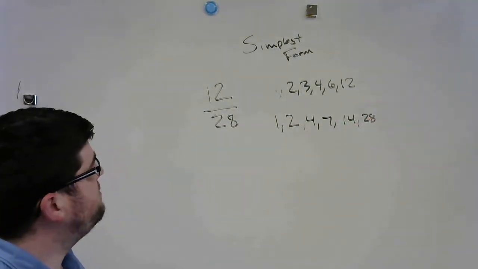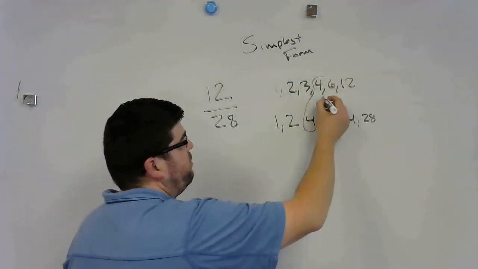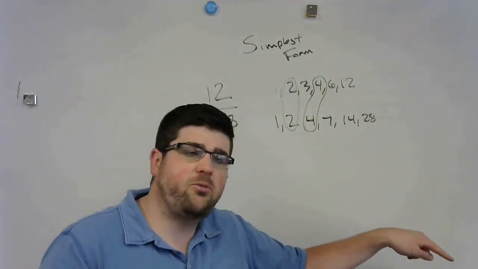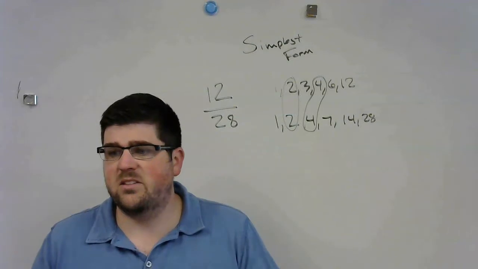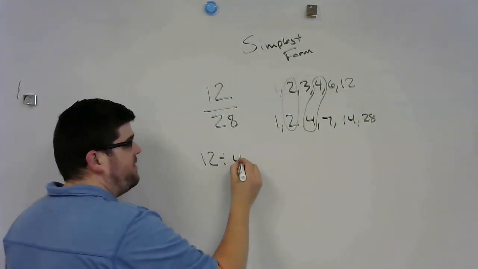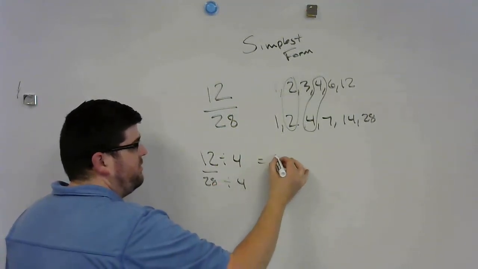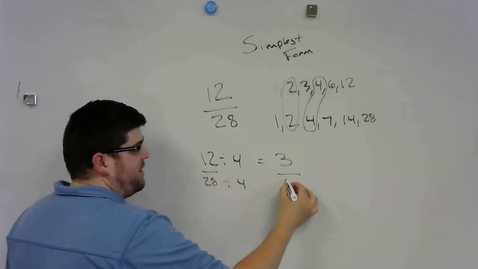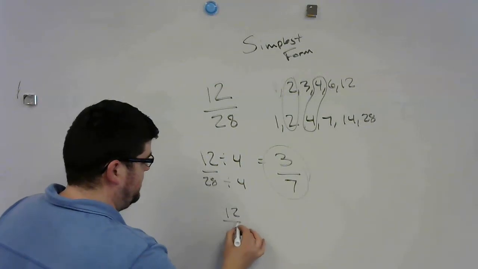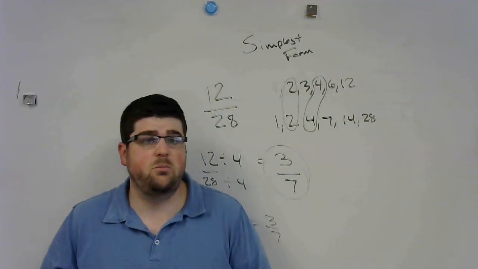So what's the biggest common factor that you see on both these lists? I see 4. There's 2 here, so we can divide by 2 to get a simpler form, but when we divide by 4, we can get a simplest form. So I'm going to do 12 divided by 4 from my numerator, 28 divided by 4 on my denominator. 12 divided by 4 is 3. 28 divided by 4 is 7. So 12/28 is equal to 3/7, and 3/7 is in simplest form.